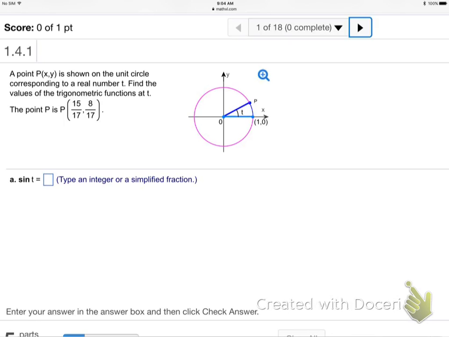Okay. So here we go. So that is not... Oh wait. Point. Oh, I guess that is. Okay, that's a unit circle.